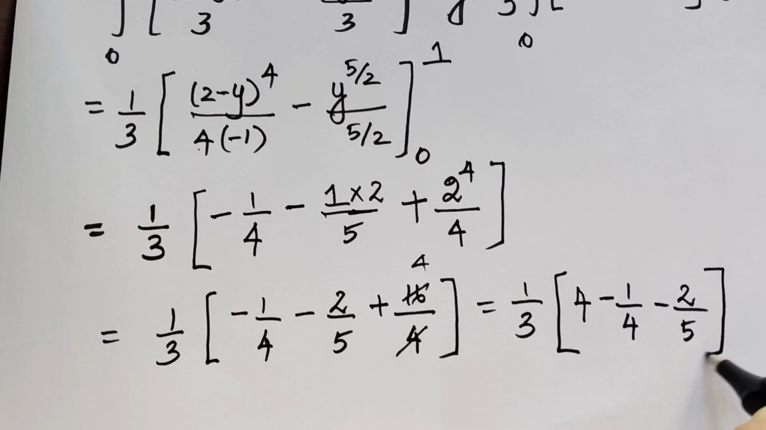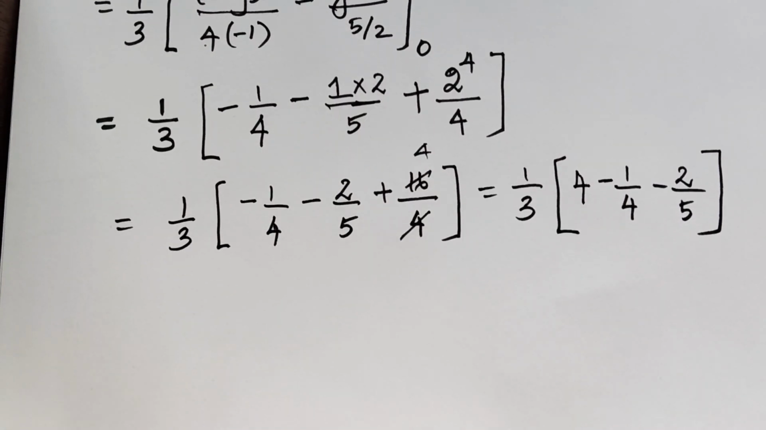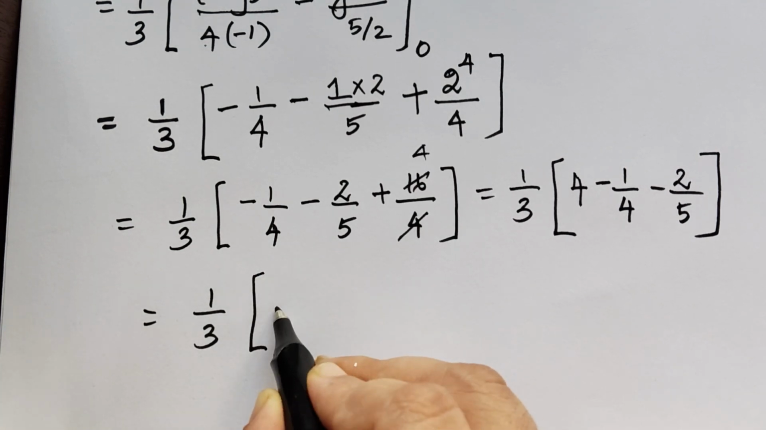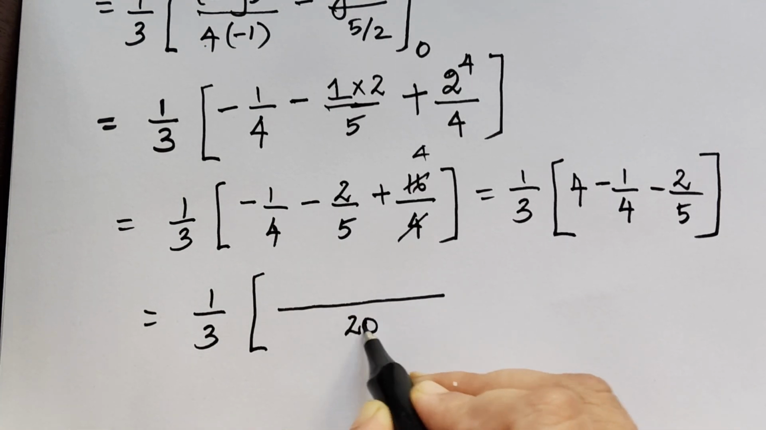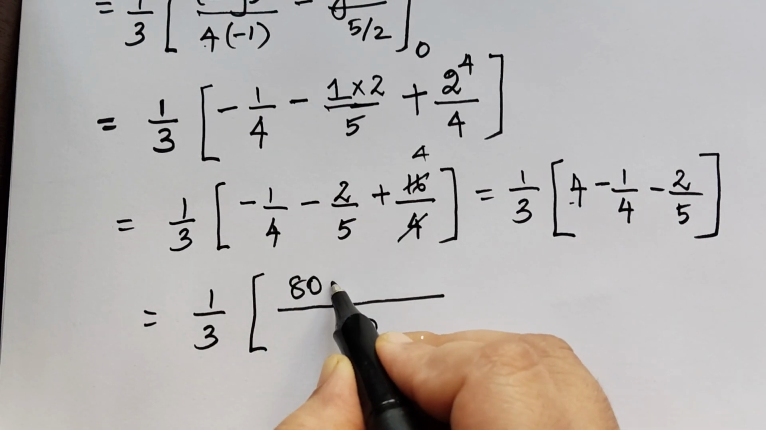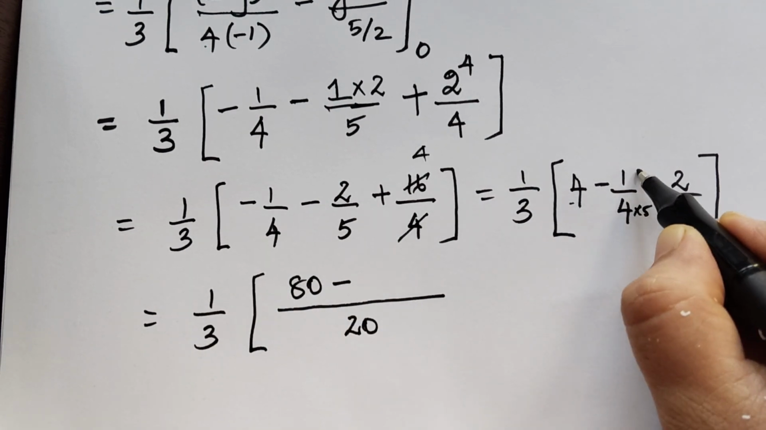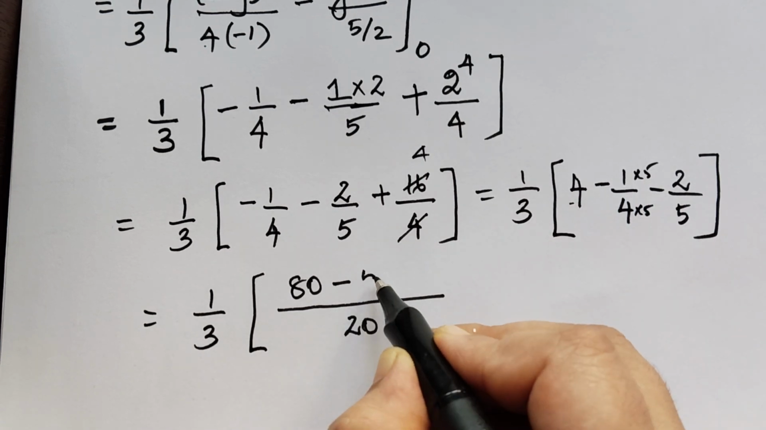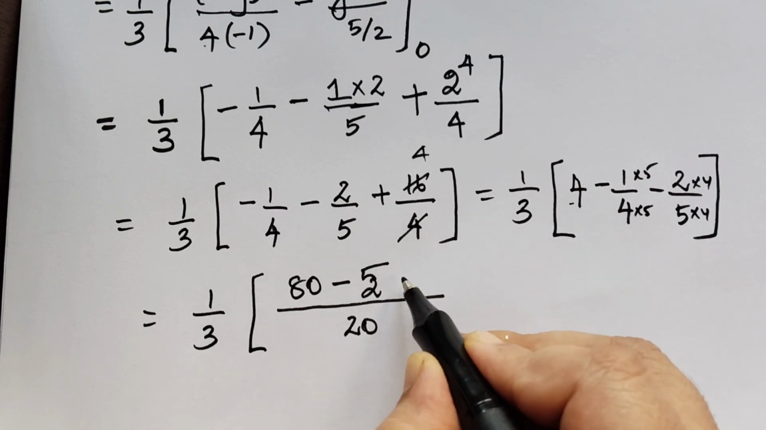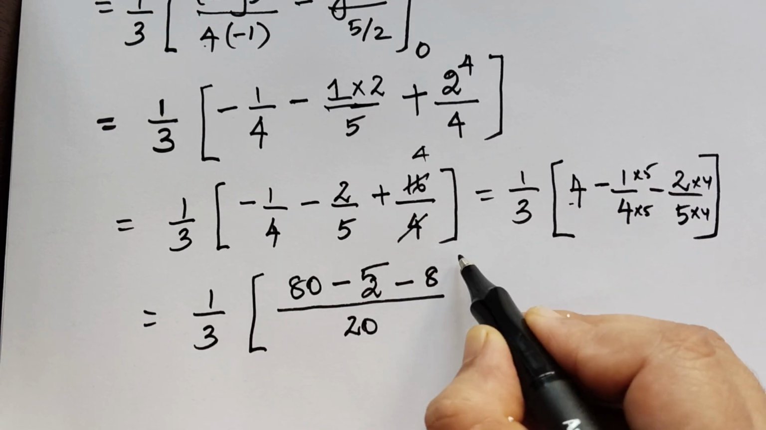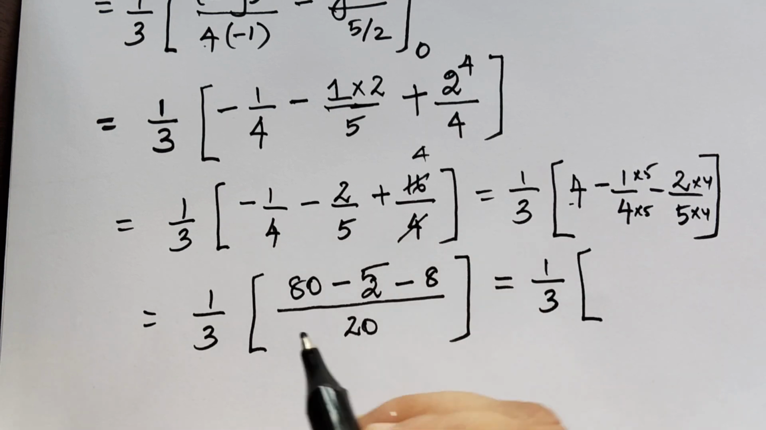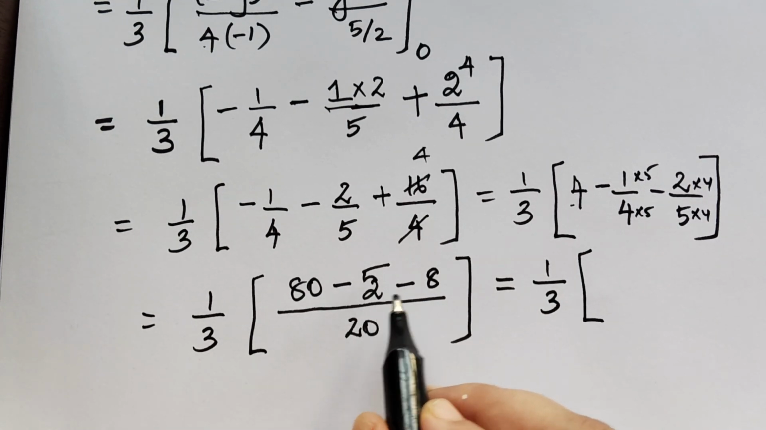Now we can take the LCM and simplify this. So this will be equal to 1 by 3 multiplied with, the LCM will be 20. So when we multiply the 20 with 4, we get 80, minus, here you have to multiply with 5, so the same 5 over here. And here you have to multiply with 4, so 4 twos are 8. So minus 8.